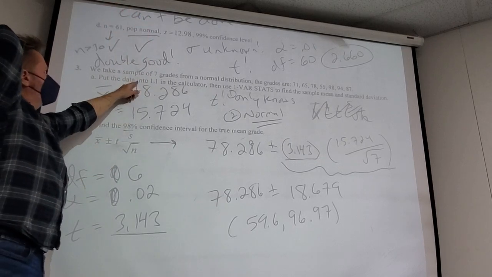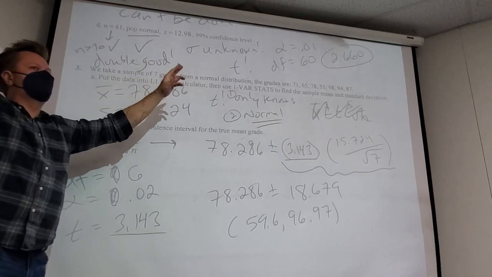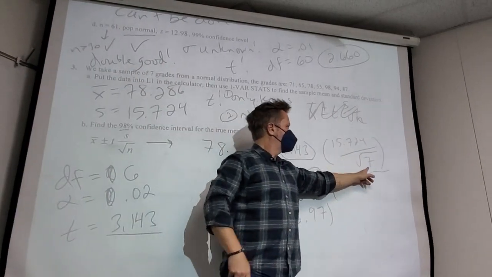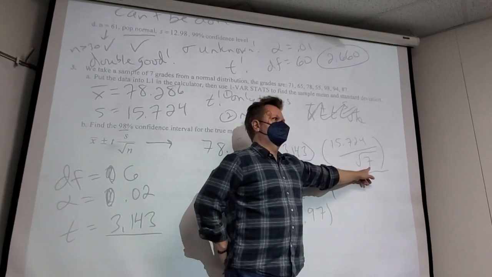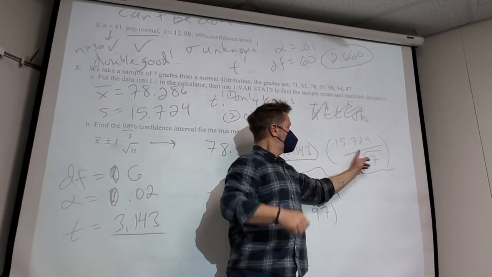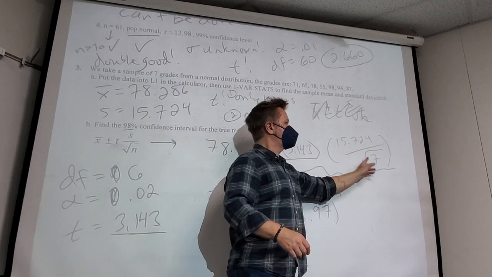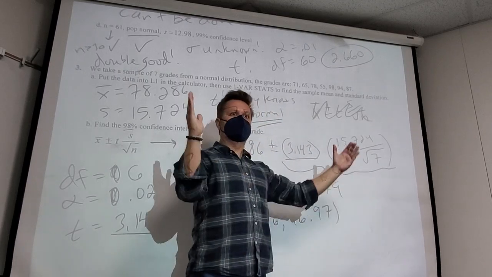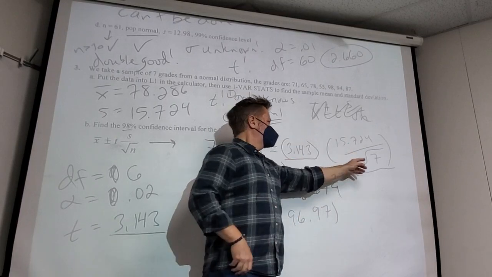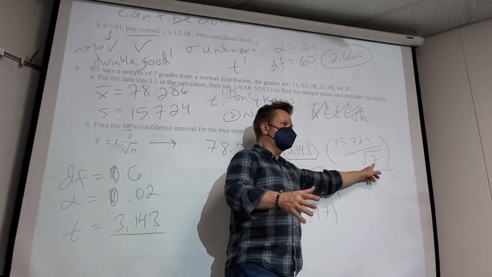If the sample size was 101, can anyone tell me the obvious first change? It wouldn't be 7, it'd be 101. And so I'm dividing by more, so this would get smaller, wouldn't it? What else would change? Obviously, n would be 101, not 7.